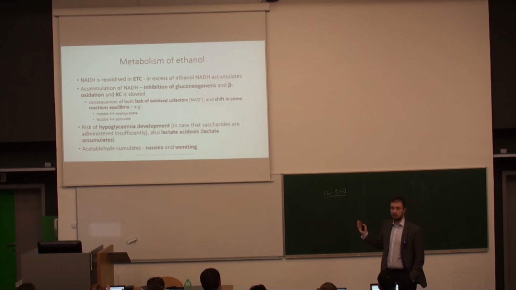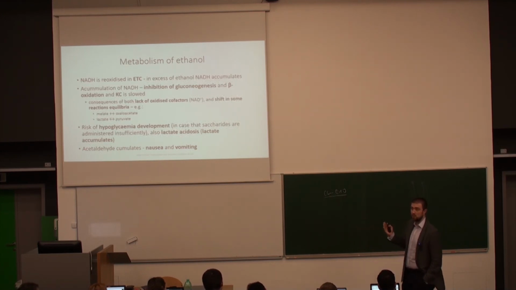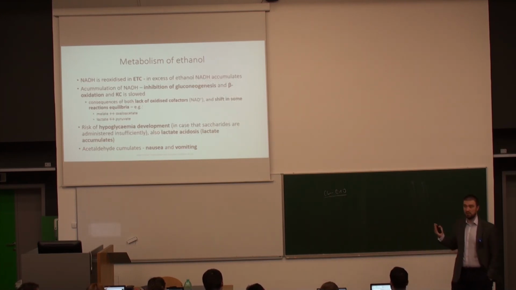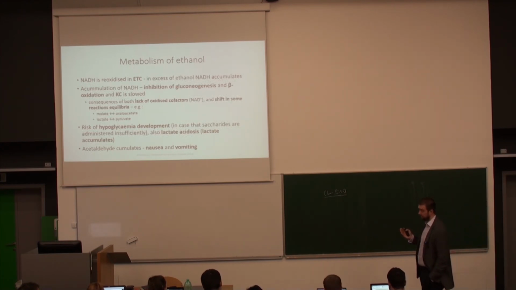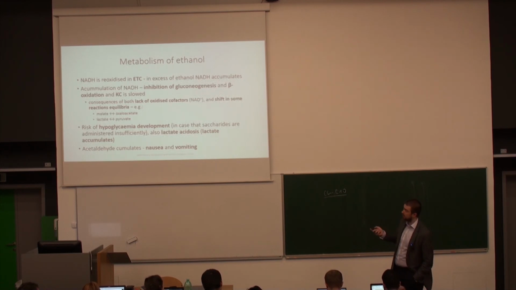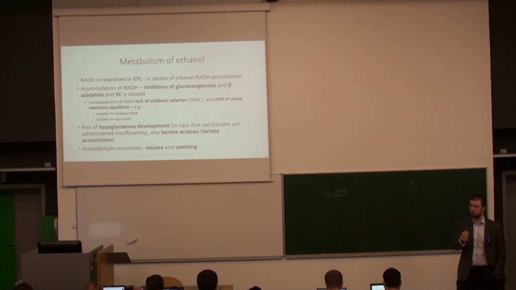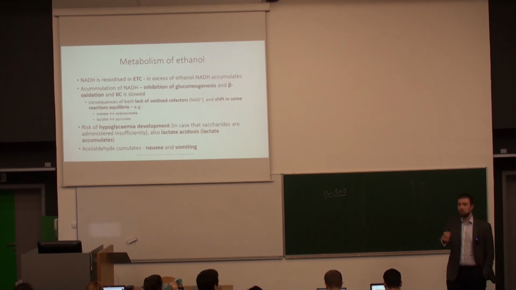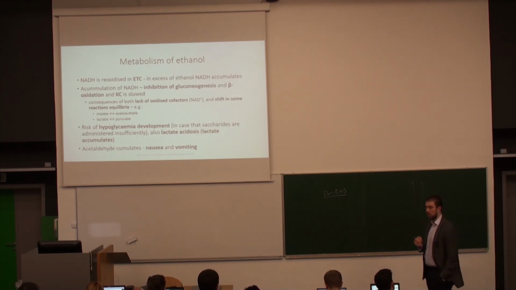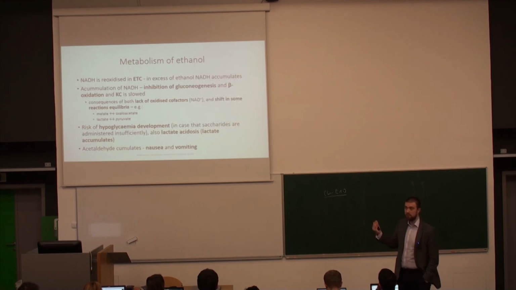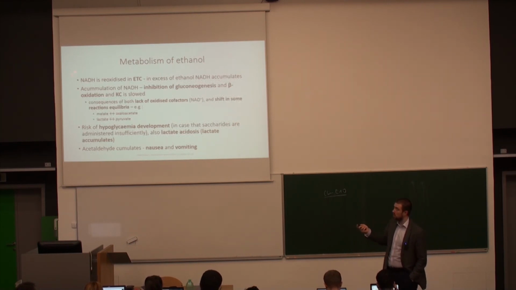And what it will block are the pathways that also utilize NAD. That means that ethanol metabolism will compete with the Krebs cycle and with beta oxidation. That means with the pathways that also need NAD to oxidize the substrates. And if you have an excess of ethanol, you simply consume the oxidized form and you have a lot of reduced forms.